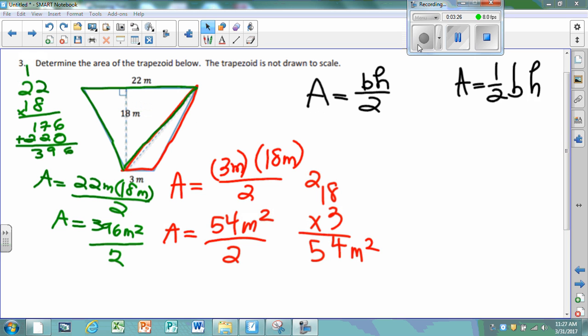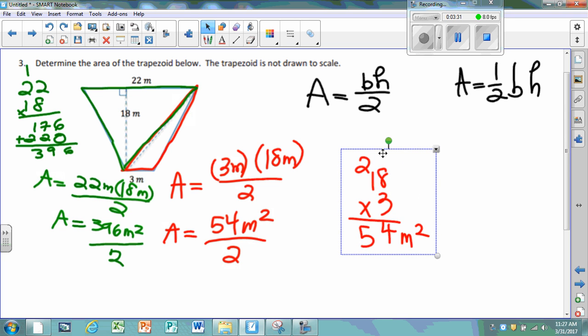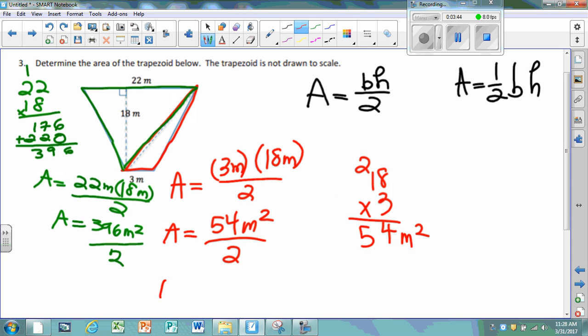Okay, folks, so this is the kind of example that I'm going to give you on your tests. When I test this information, your ability to do this, I'm going to ask you to show your work like I have shown on the two sides, and then keep writing your formula. What is 54 divided by 2? 27. 27 meters squared. And what is 396 divided by 2? 198.